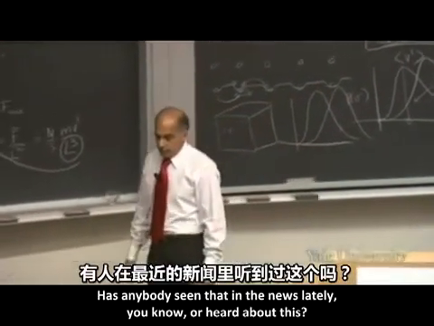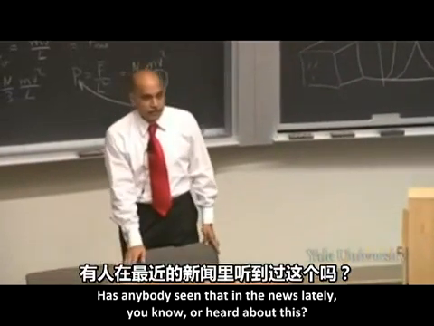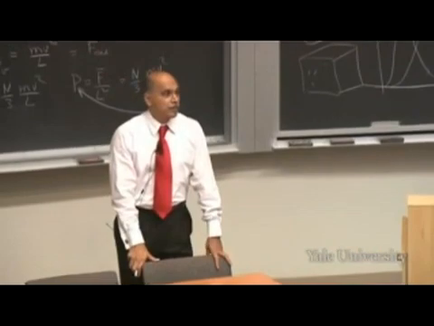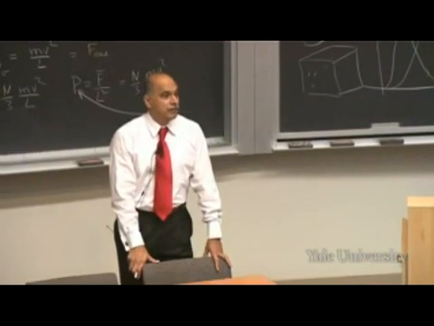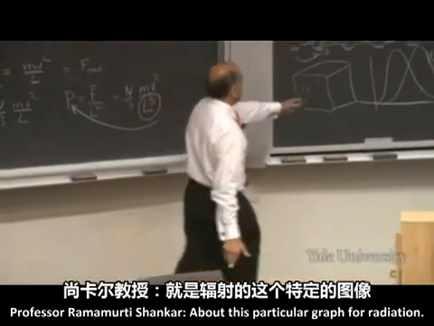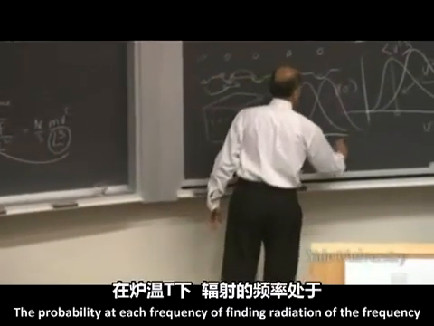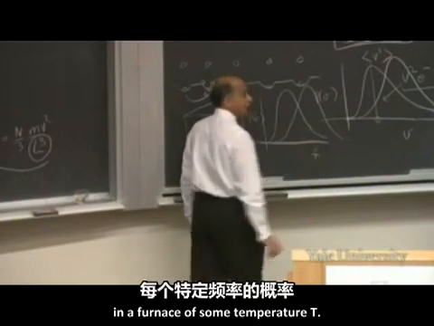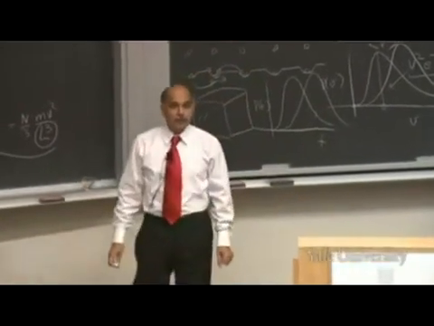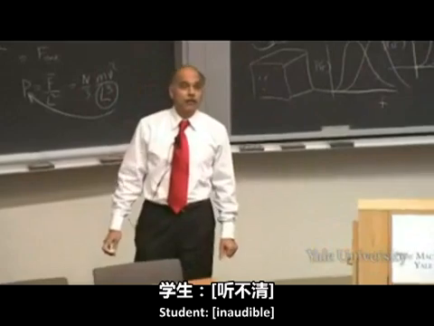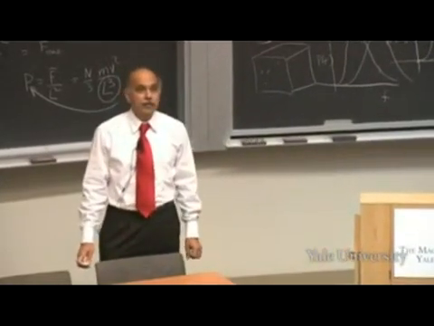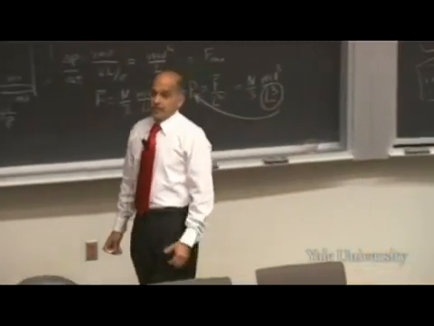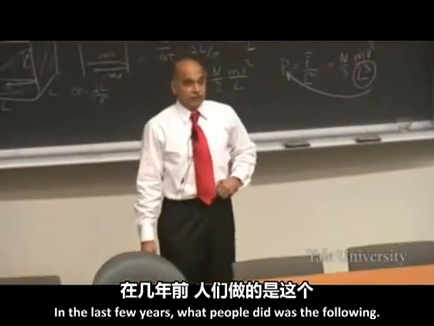Now, has anybody seen that in the news lately or heard about this? Pardon me? About this particular graph for radiation: the probability at each frequency of finding radiation of that frequency in a furnace at some temperature T. Yes? I know in general there's a displacement law that gives... No, but in current news, in the last few years, what people did was the following.